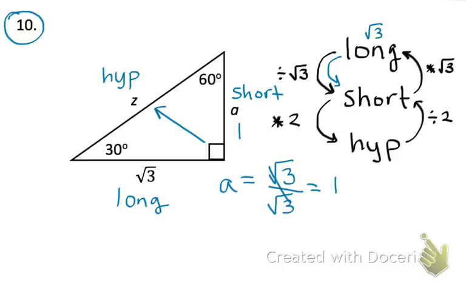Then I'm going to find my hypotenuse. Since my short leg is 1, I'm going to go to my hypotenuse by multiplying by 2. So I have z equals my short leg times 2, and then 1 times 2 is equal to 2. So my hypotenuse, z, is equal to 2, and my short leg, a, is equal to 1.